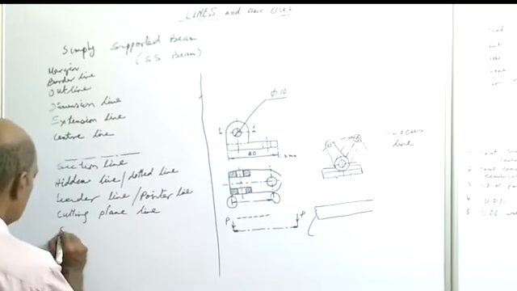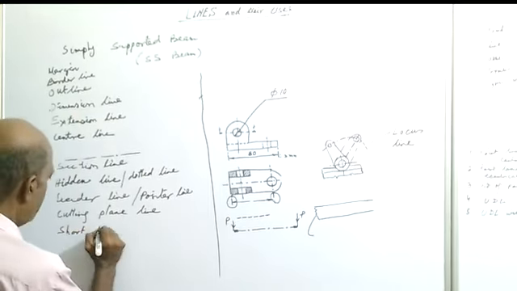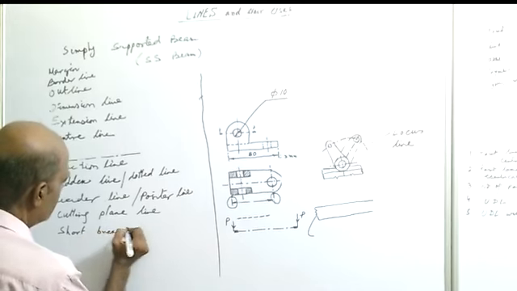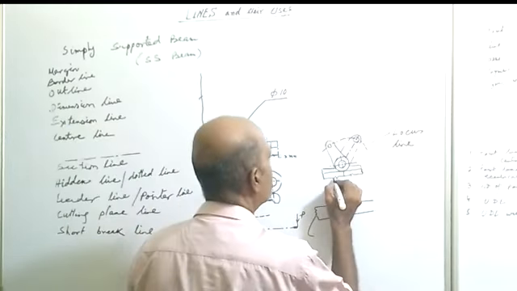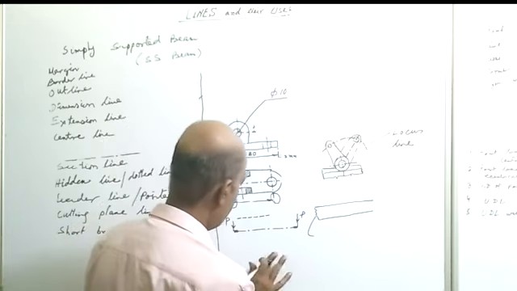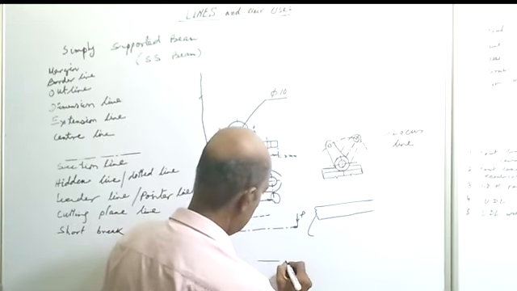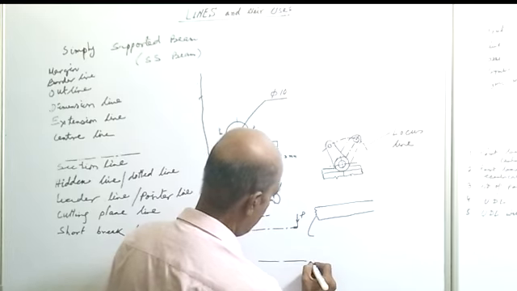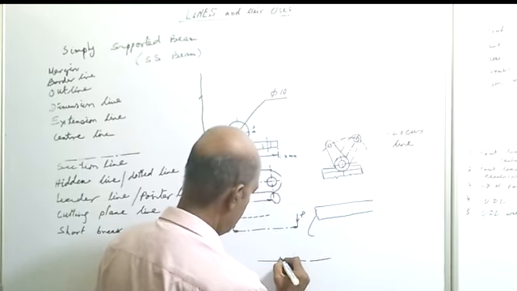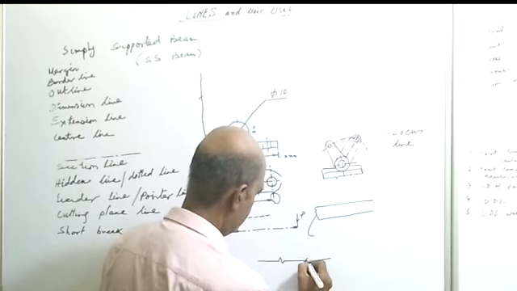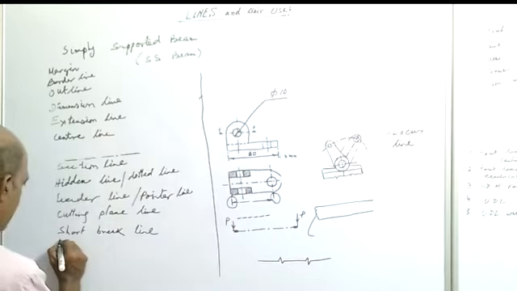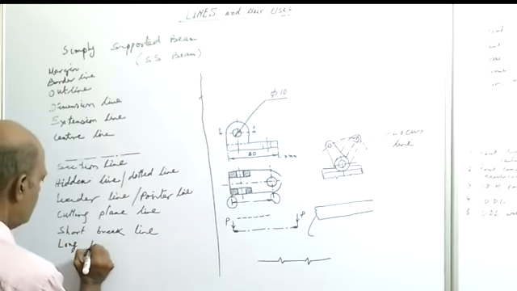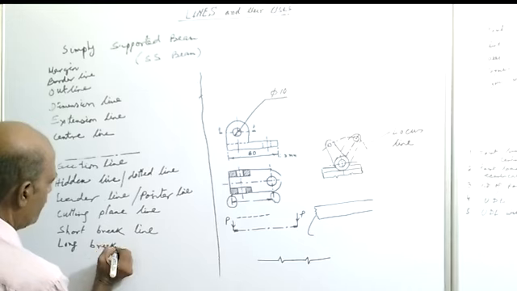And if it is a long break, it is shown by this. The long break line is shown like this, leaving a gap. Here it is drawn like this and then this. So it is the long break line.